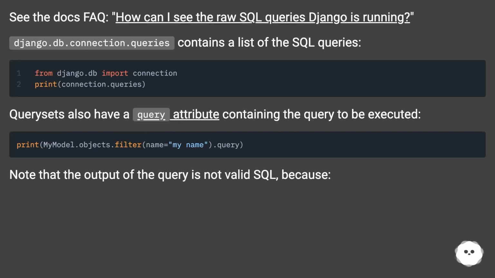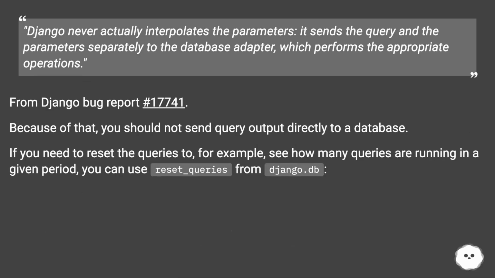Note that the output of the query is not valid SQL because Django never actually interpolates the parameters. It sends the query and the parameters separately to the database adapter, which performs the appropriate operations. From Django bug report number 17741. Because of that, you should not send query output directly to a database.